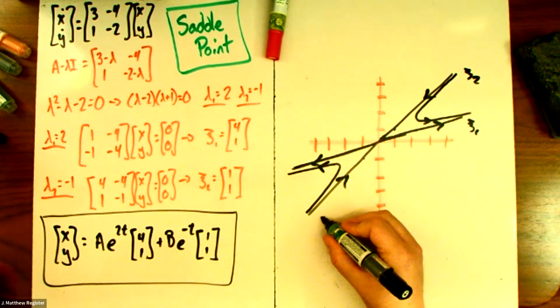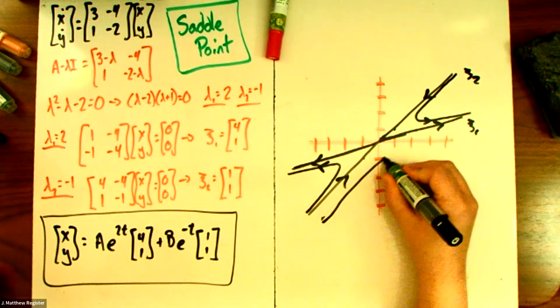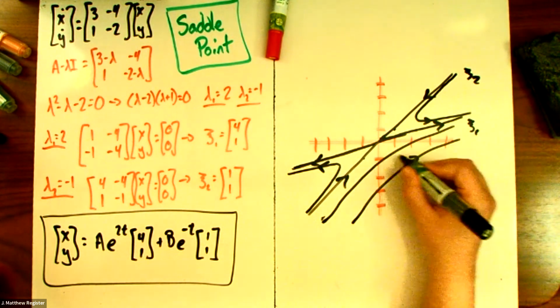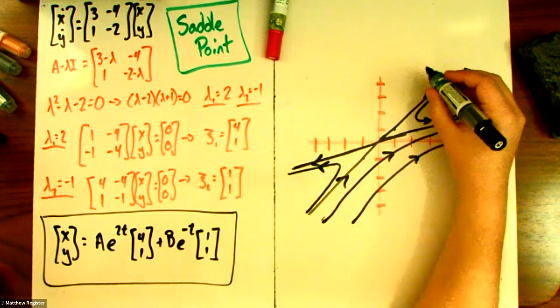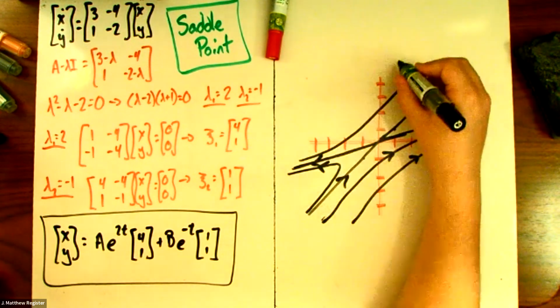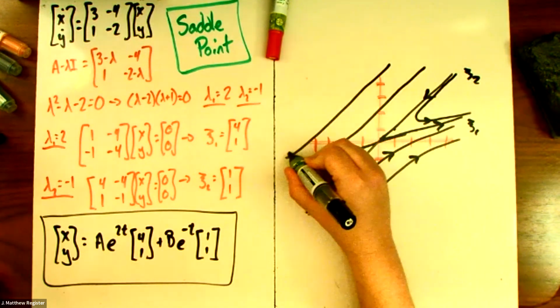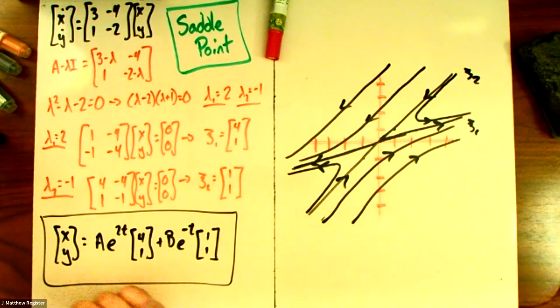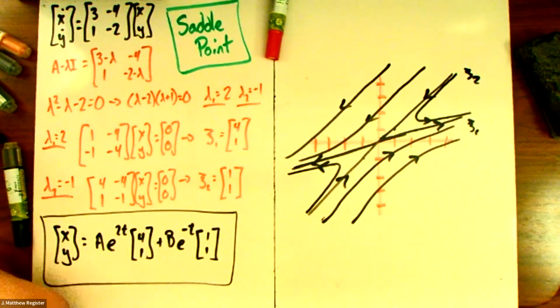Over here, same thing. It's going to be coming in, and then it's going to curve towards it. Same over here. It'll come in, and it'll start to curve. And so this is what the graph should look like, the phase portrait, phase diagram for this.